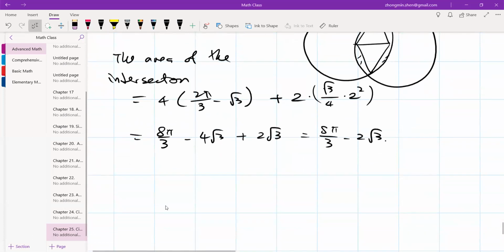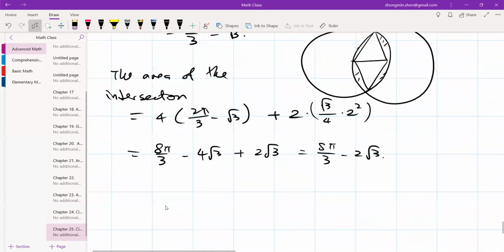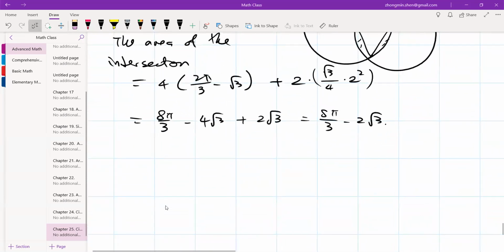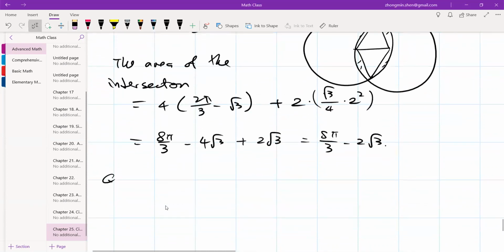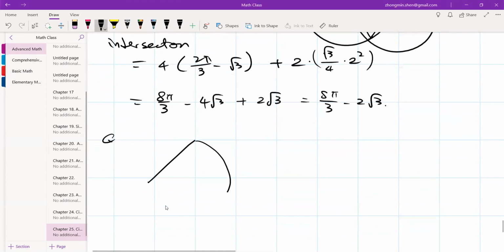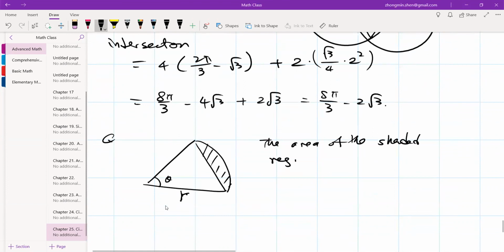This is probably the more direct way to solve it, but you have to recognize you have to use a subtraction to solve the problem. So in general, let me summarize, right? This is a radius R. How to find the area of this shaded region? The area of the shaded region is going to be the difference. Half of theta times R squared.